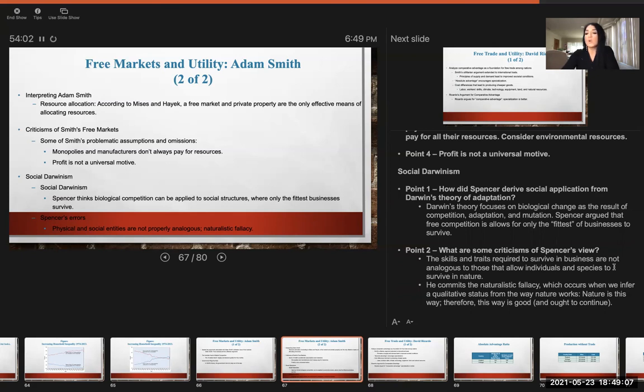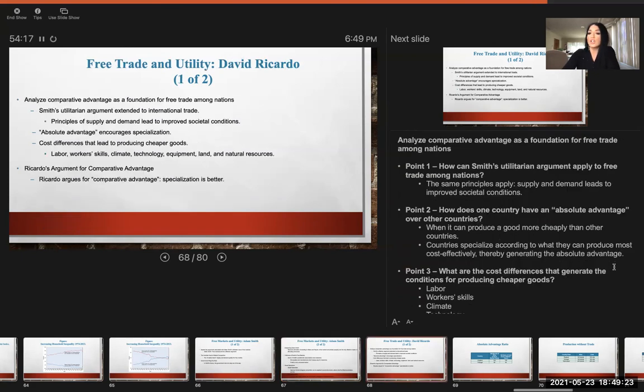The skills and traits required to survive in a business are not analogous to those that allow individuals and species to survive in nature. So he admits to the naturalistic fallacy, which occurs when we infer a qualitative status from the way nature works. Nature is a certain way, therefore it is good.